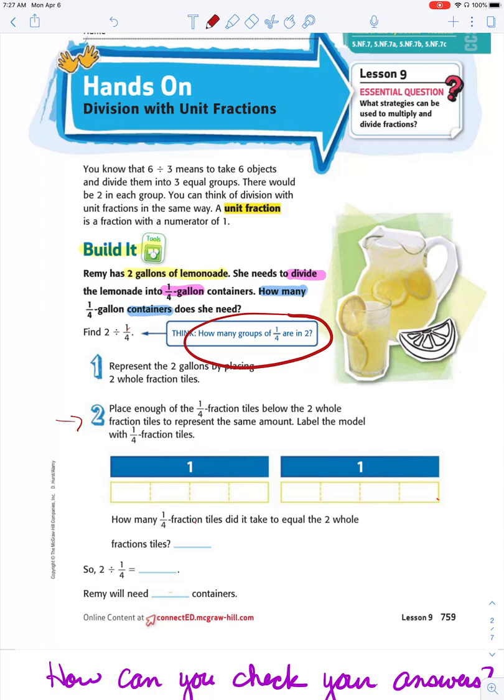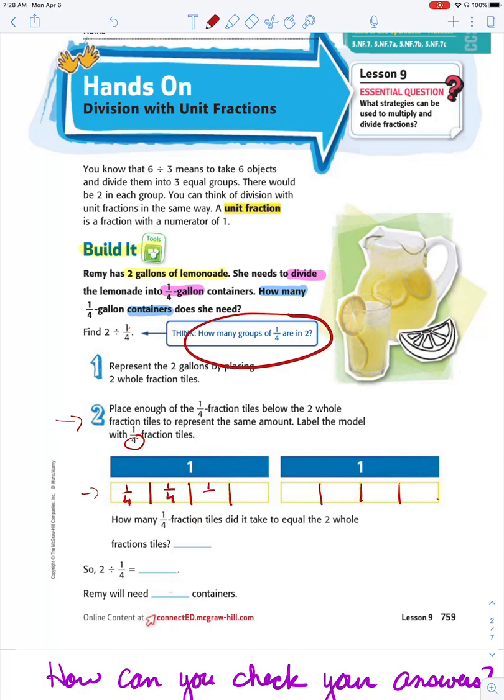So you're going to place enough 1/4 fraction tiles below the 2 whole fraction tiles to represent the same amount. So the first thing we would do is look at the denominator, you are right, and then determine how many parts I would need. If the denominator is 4, I'm going to need to have 4 parts in my whole. So Maya, how would you make 4 parts? Excellent. You're going to draw 3 lines in the whole in both of these parts, and then you're going to write the fraction, which is what, Maya? Very good. It is 1/4.